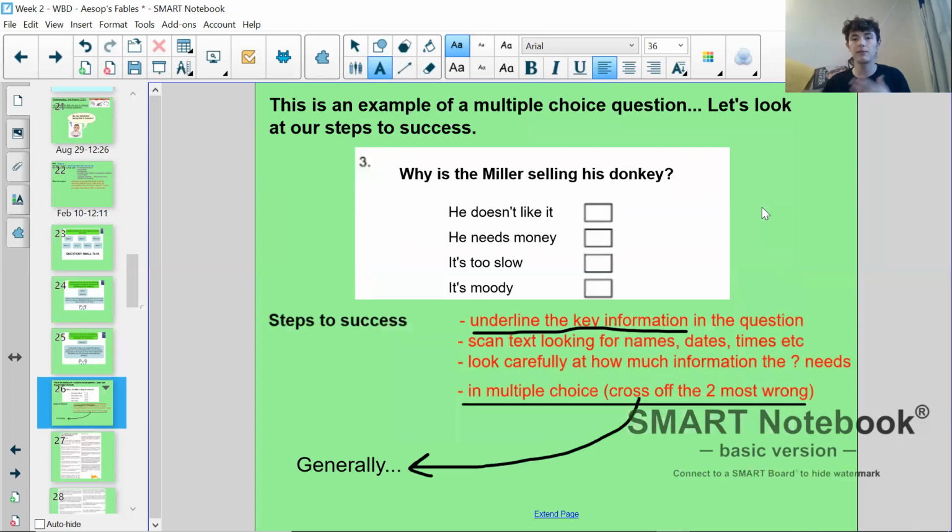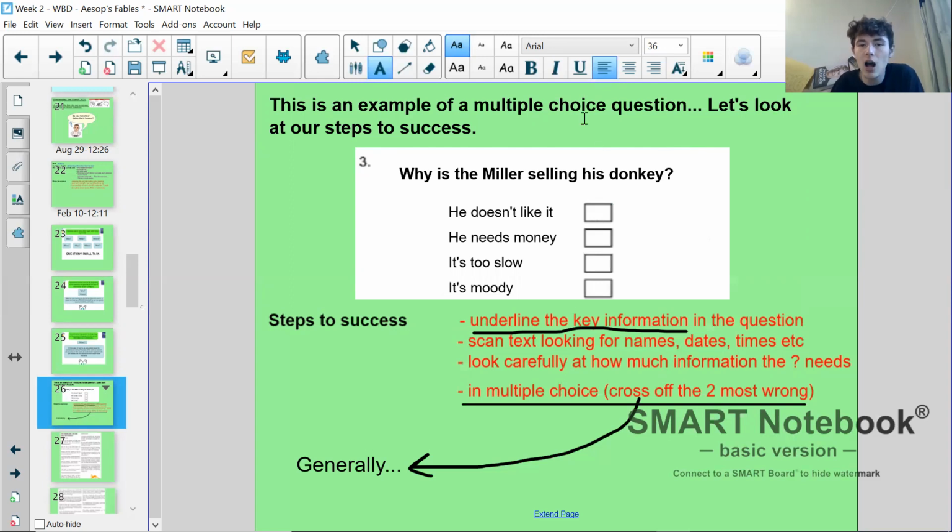So this is an example of a multiple choice question, like I'm sure you've seen loads of them before. Let's look at our steps to success to go over it. Why is the miller selling his donkey? So the options are here: he doesn't like it, he needs money, it's too slow and it's moody, okay? So I'm sure some of you will easily be able to answer this question already, but we'll just go through our steps to make sure, okay?